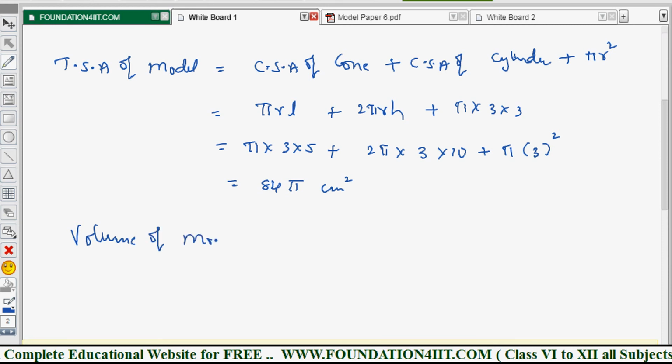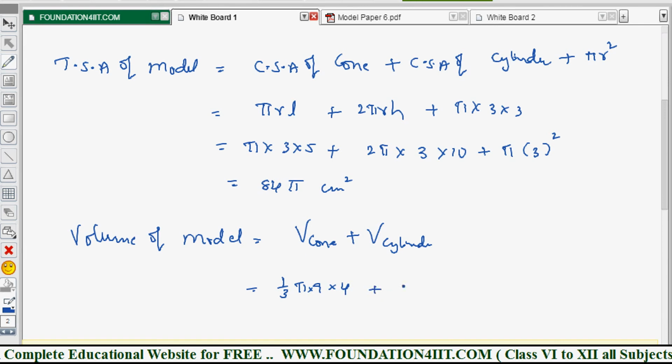So the volume of the model also we find out. That is volume of the cone plus volume of the cylinder. Volume of the cone formula is 1 by 3 pi r square h, so this is 1/3 of the cylinder. So 1 by 3 pi r square is 9, h is 4.